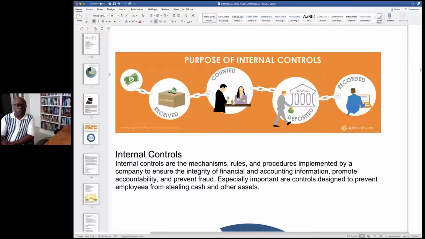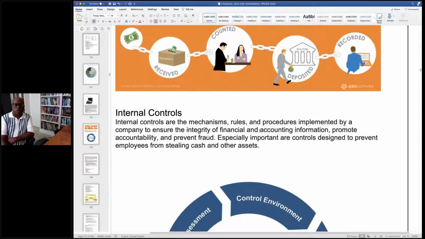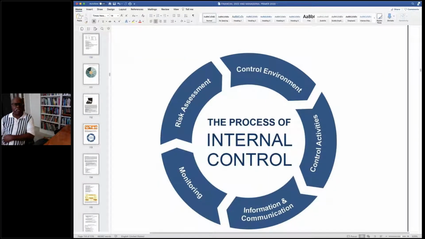Internal control. You've got to control cash. So when it's received, make sure it's counted, make sure it's deposited, make sure it's recorded. That's the lifeline of the business. And so we have to have internal controls in place to make sure all of these things happen accurately and in a timely manner. And so here we have the process of internal control: a control environment, control activities, information and communication, monitoring, and then risk assessment.